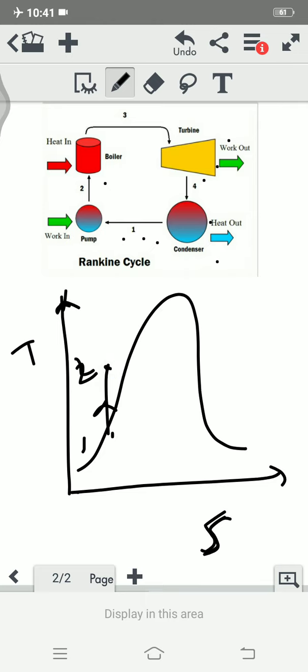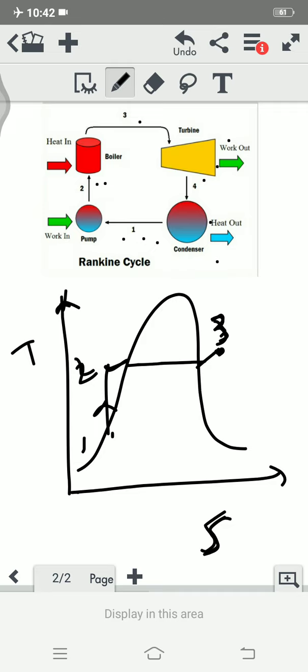Now process 2 to 3, in which the liquid water is converted into steam. So heat is added. The heat addition process takes place at a constant pressure. So this is the heat addition process, and here we will get point number 3. This is our point number 3.